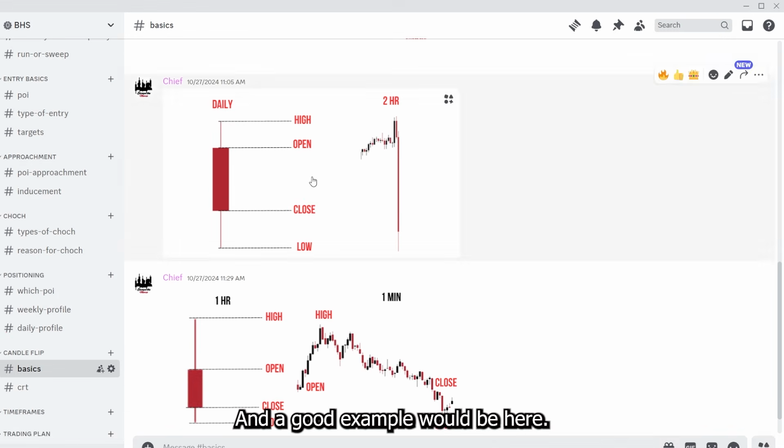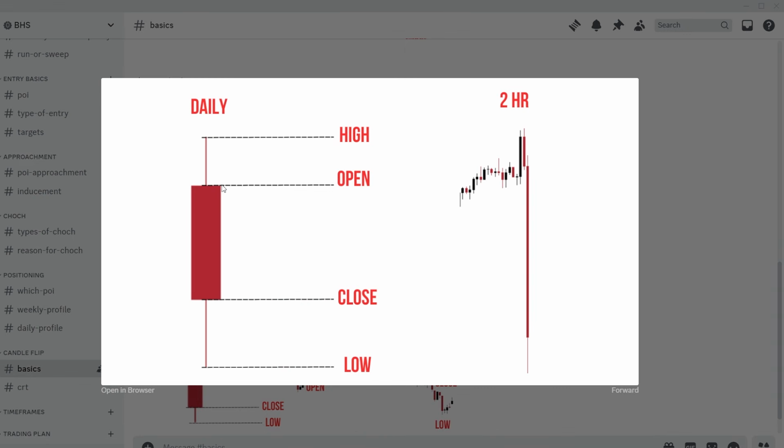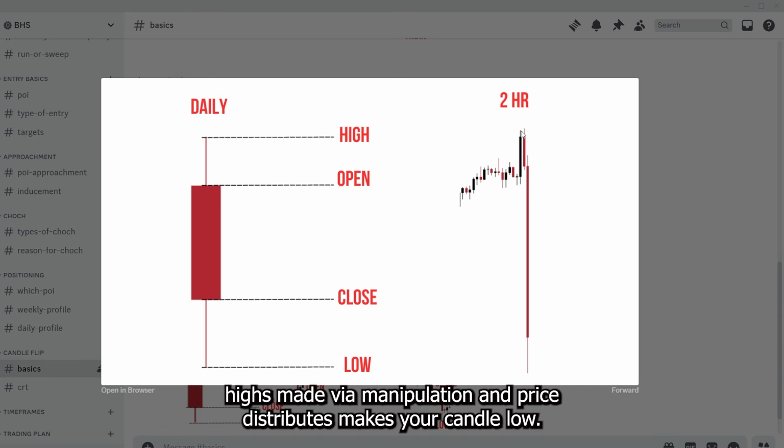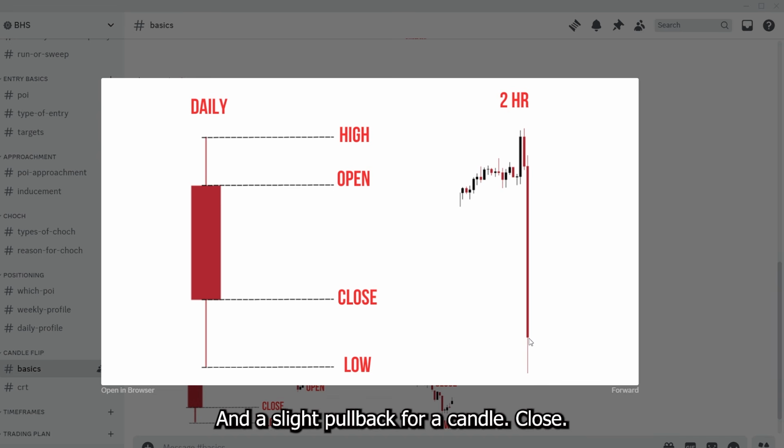And a good example would be here. You can see this is your candle open. Right here, you have your candle open. Candle high is made via manipulation, and price distributes, makes your candle low, and a slight pullback for a candle close.